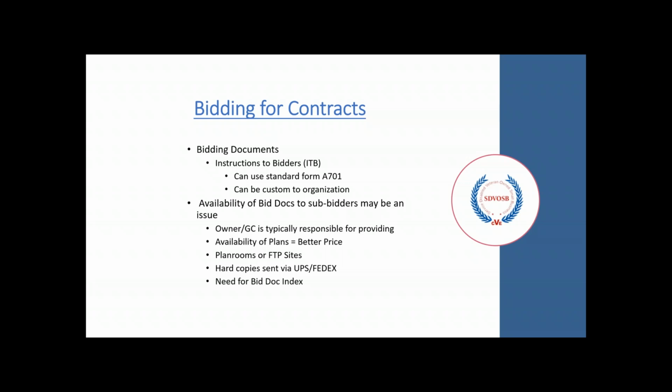The availability of the bid docs to sub-bidders may be an issue. The owner or the GC is typically responsible for providing this documentation. The availability of the plans: the more available those plans are, the more realistic your pricing will be, and it'll lead to an overall better bid. It'll have plan rooms or FTP sites. Hard copies of bid documents are usually sent by UPS or FedEx or the United States Postal Service, and often have a bid doc index key for reference.